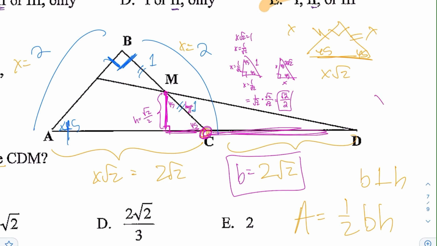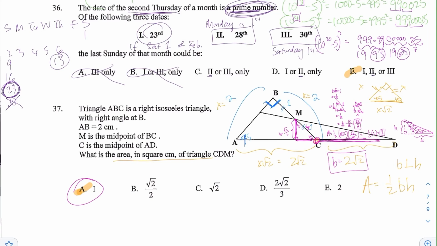So for this triangle, the area would be the base and this external height. So the area would be 1/2 of the base, which is 2 root 2, times the height, which is root 2 over 2. So the 2's will cancel out with the 2. The root 2 and the root 2 would become just 2, and that would be 1/2 of 2, or just 1. The area is choice A, so you need to use the external height here.